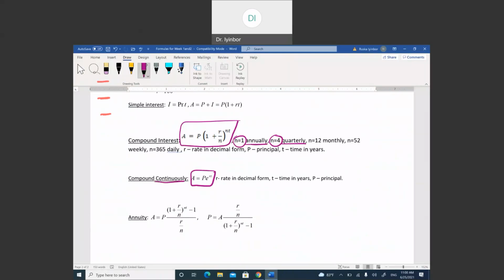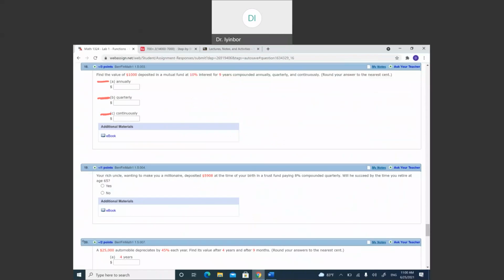And then let's see what we have. So I'm going to do the first one, and the first one is about annually. So the deposit is the principal, 1,000. This is the rate, 10%. 9 years is the time. Time is always in years. And then you have annually, quarterly, and continuously. So when it's annually, n is going to be 1 in the formula. Quarterly, n is going to be 4 because there are 4 quarters. And continuously, it's a different formula with the e. So there's no n in that formula.